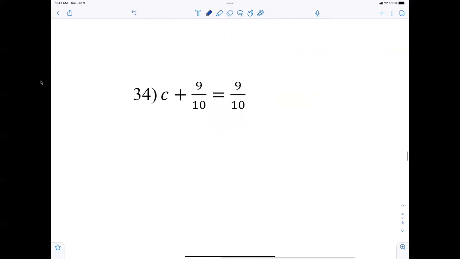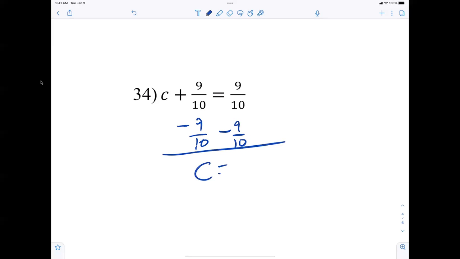All right, Maggie, what are we doing on 34? Subtracting 9/10. Minus 9/10. That good?